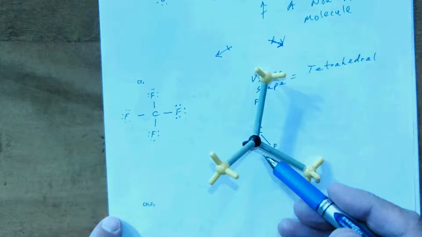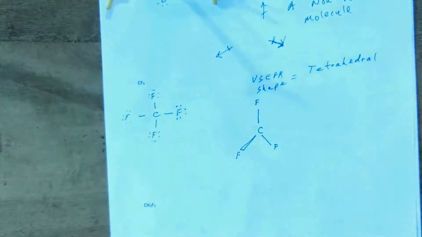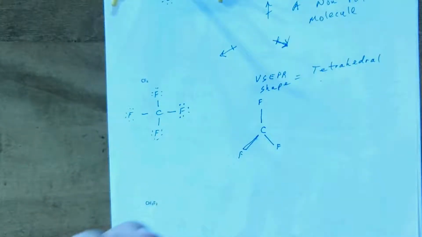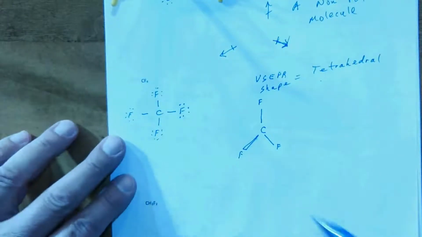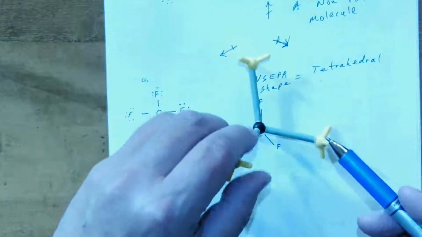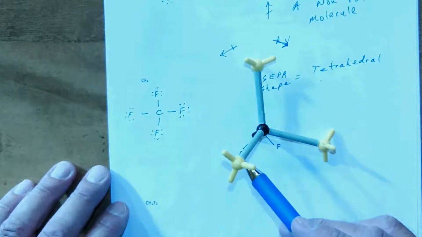If something's coming off the plane of the page towards you, we draw that bond with a wedge here. So what you're supposed to see here with this little F, that little wedge means it's coming towards you. That wedge means it's coming off the plane of the page towards you.